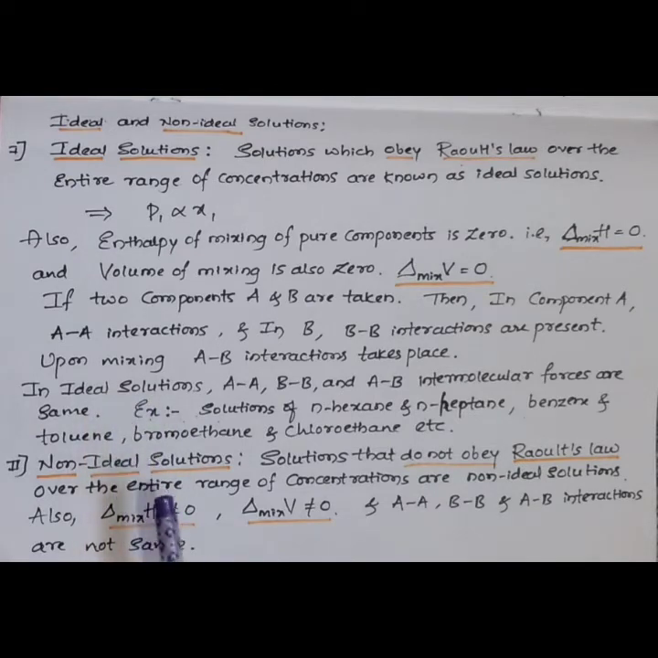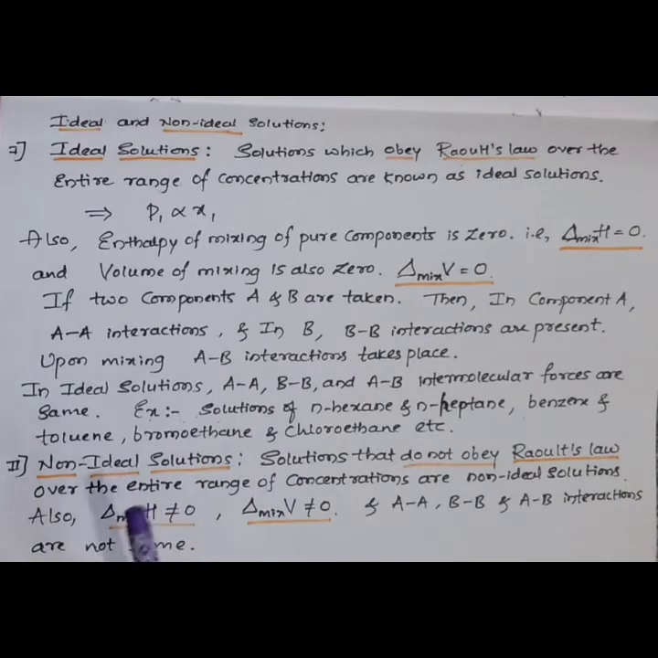Some examples of ideal solutions, which approximately show ideal behavior, are solutions of n-hexane and n-heptane, benzene and toluene, bromoethane and chloroethane, etc. These solutions nearly show ideal solution behavior. They are not exact ideal solutions, but they approximately behave as ideal solutions. So this is all about ideal solutions.